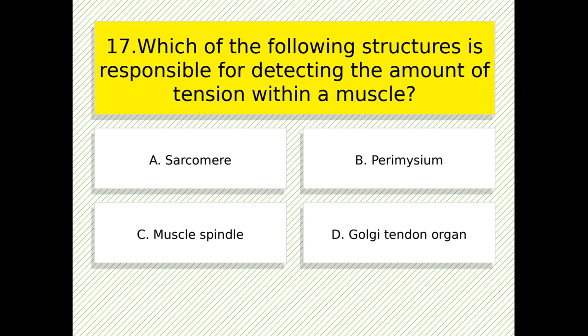All right. Which of the following structures is responsible for detecting the amount of tension within a muscle? This one can be tricky as well for those of you who haven't taken any anatomy, and even for those who have, this can be stressful. I'll give you a little help. The keyword is detecting. We talked about that last week. If we're holding a weight in the hand and it drops, detecting the amount of tension is the keyword.